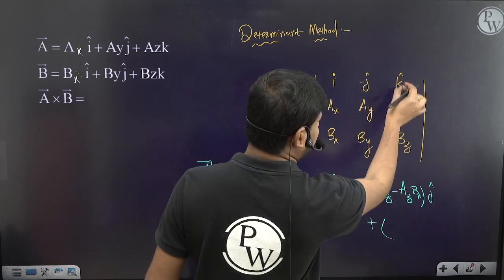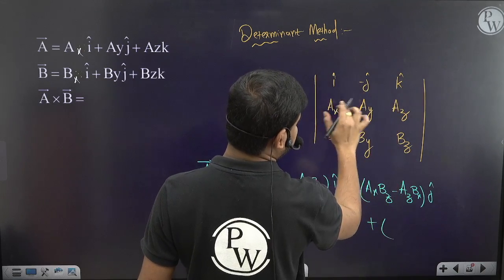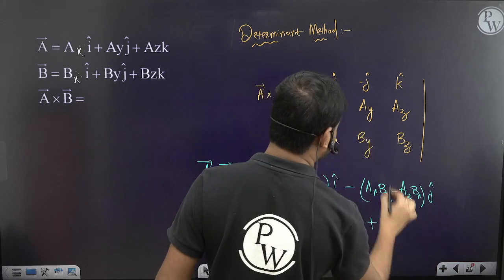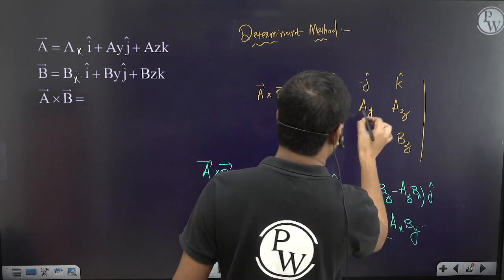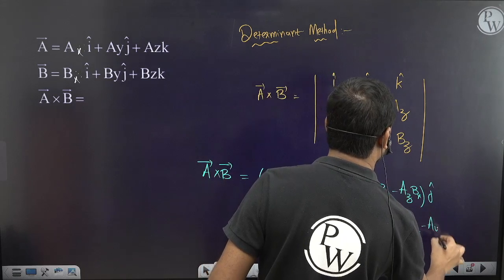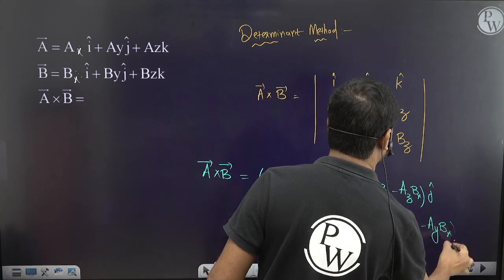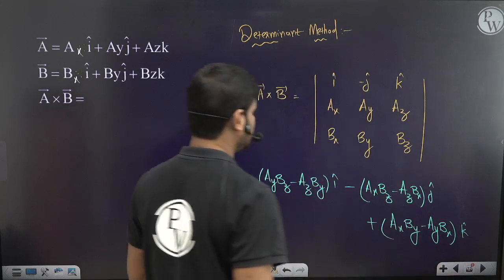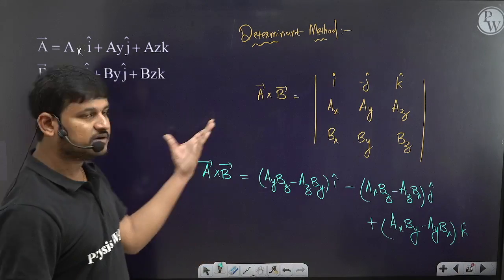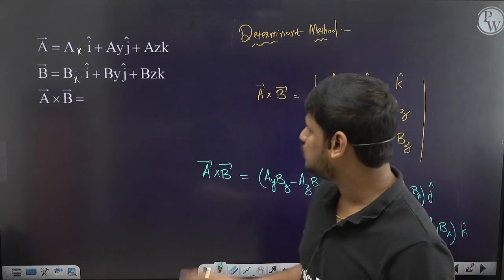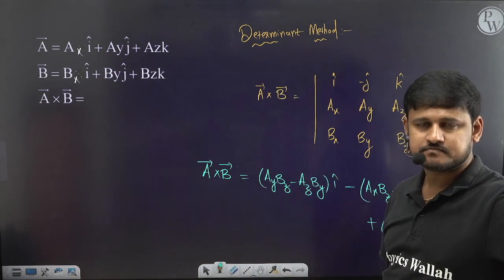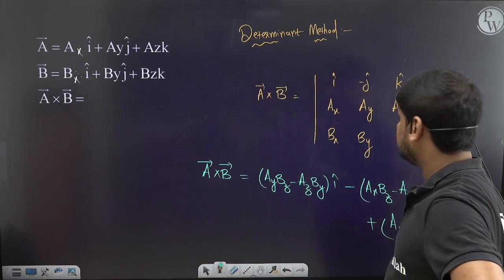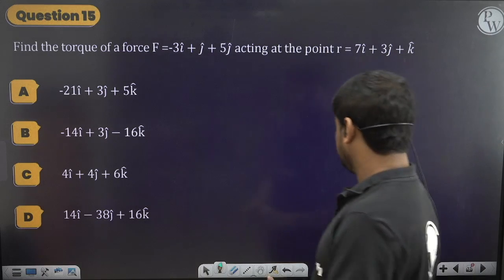So plus k cap, let's write the k cap at the end. Close the k column and k row. So this is A, B, C, D. So what is AD? ax by minus BC, ay bx. So this is k cap. So that's it. This is the determinant method we have to follow to do the cross product of two given vectors. Done. Next, what does the question say?